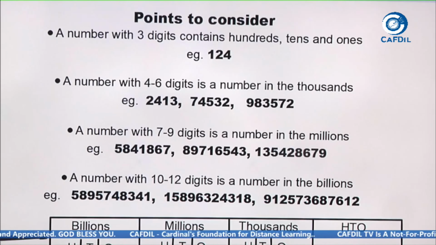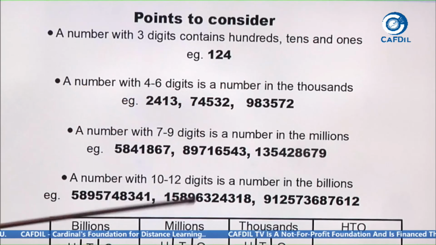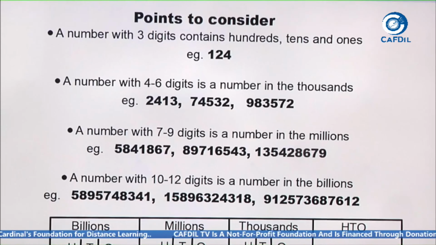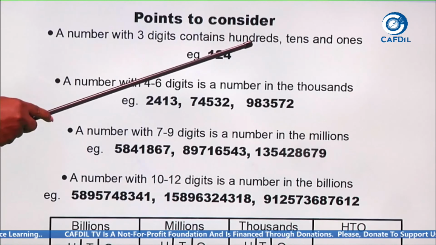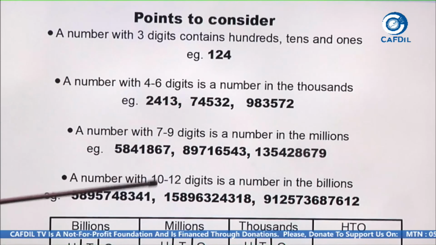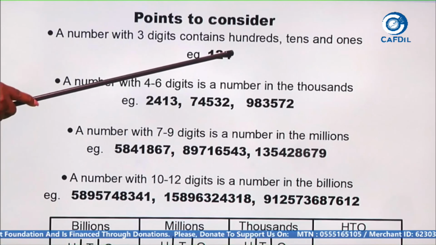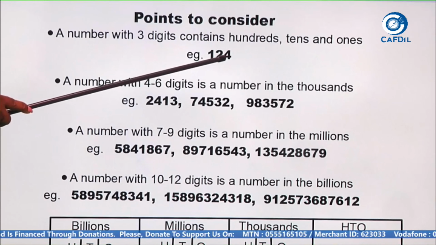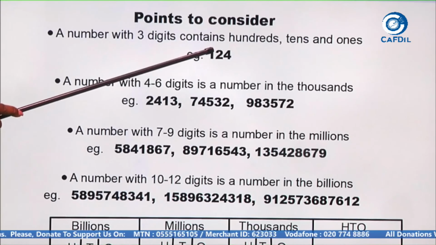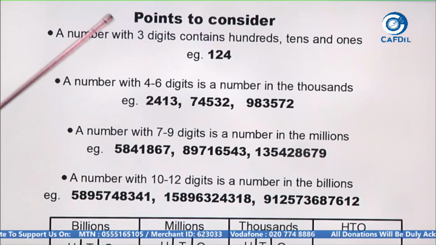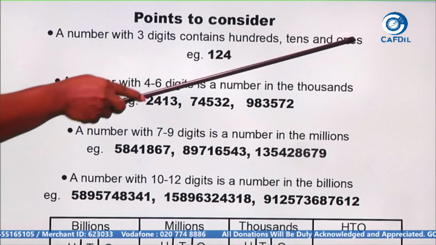any number with 3 digits contains hundreds, tens, and ones. I believe you agree with me. For example, we have this. How many digits? 3 digits. So, this is the ones, tens, and then hundreds. So, a number with 3 digits contains hundreds, tens, and then ones.